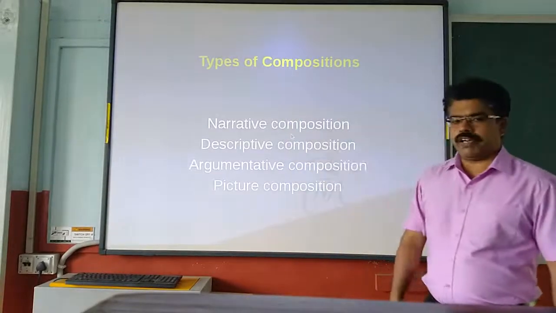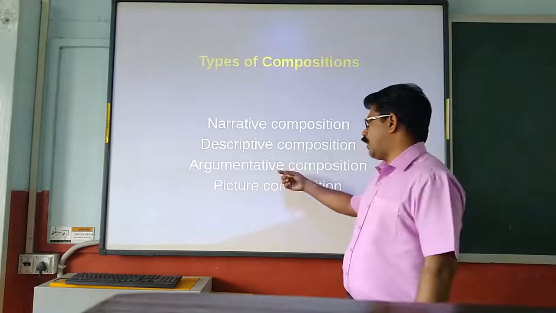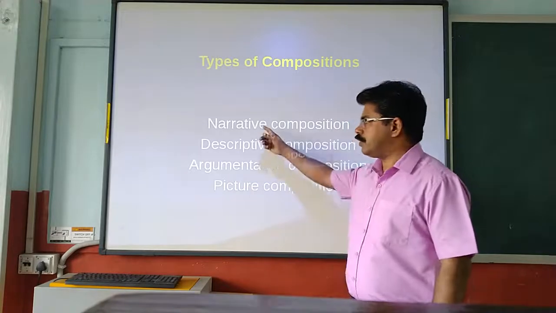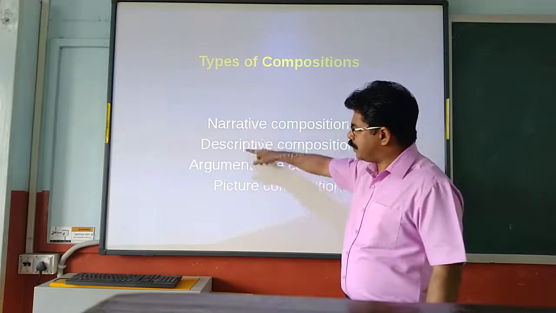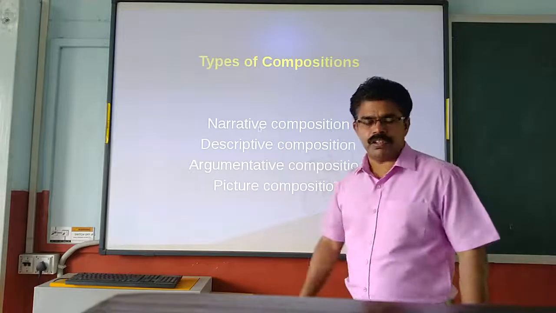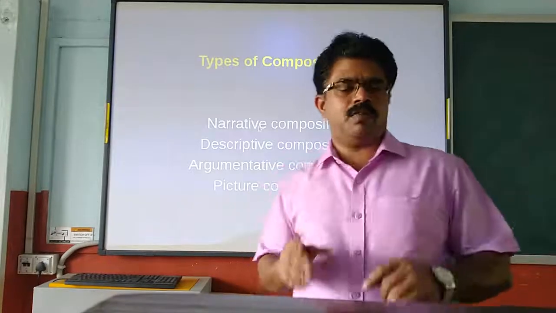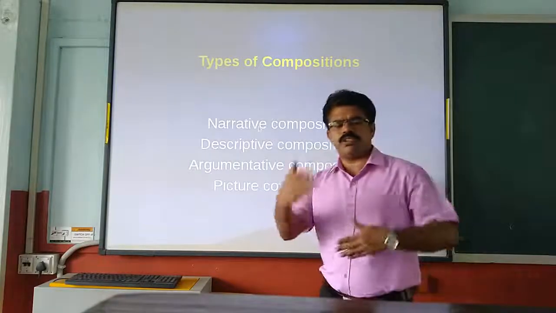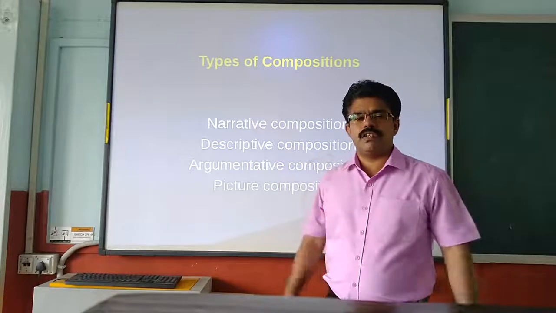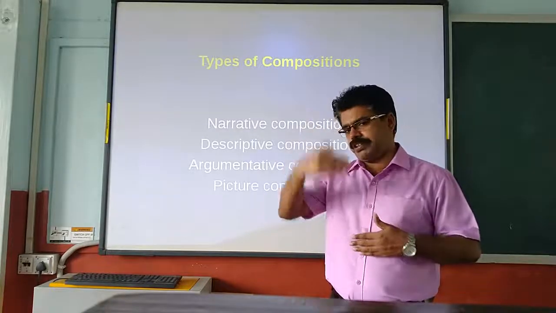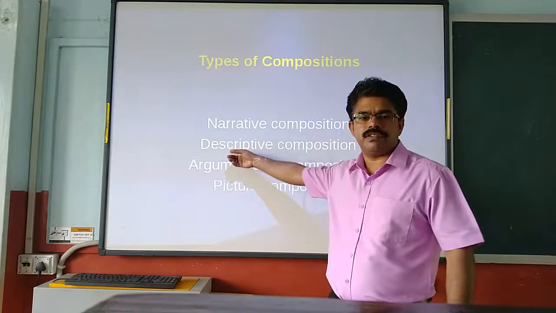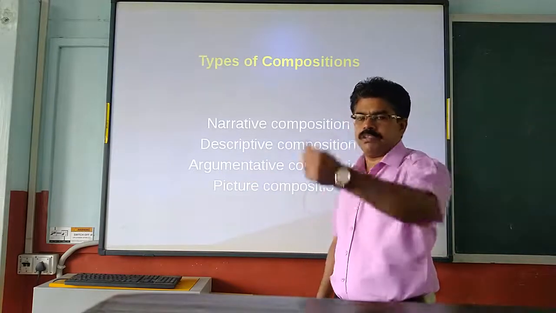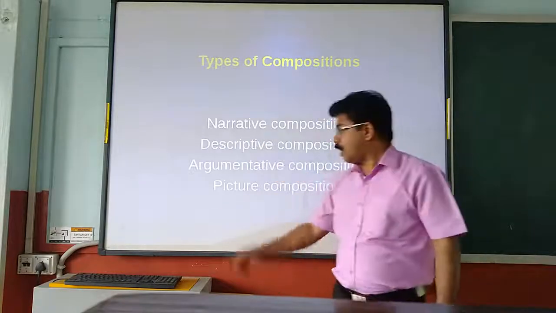So we have narrative composition, descriptive, argumentative, and picture composition. Narrative: from here, these words naturally declare what type of composition it is. Narrating something, those things which we have seen, which we have heard. So we are narrating exactly what happened, in full detail. Describing everything, how it should be, describing the ways in which it has to be done. So that becomes descriptive.